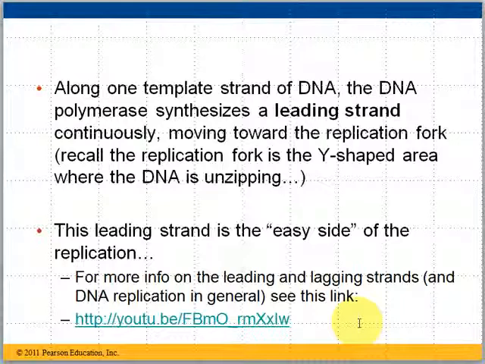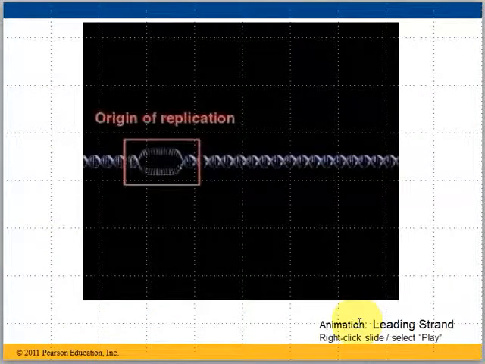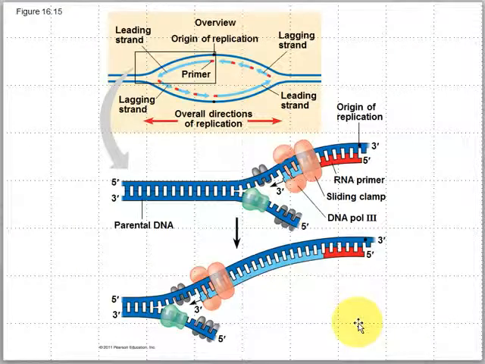So we have 2 different strands. The one we're looking at first is called the leading strand. That's going to be the easy side, and you'll see why I say that in just a moment. Here's a great little video. Click on the animation, right click, hit play, and it talks about the leading strand, again, which is the one side of the strand that's kind of easier or less complicated to copy.